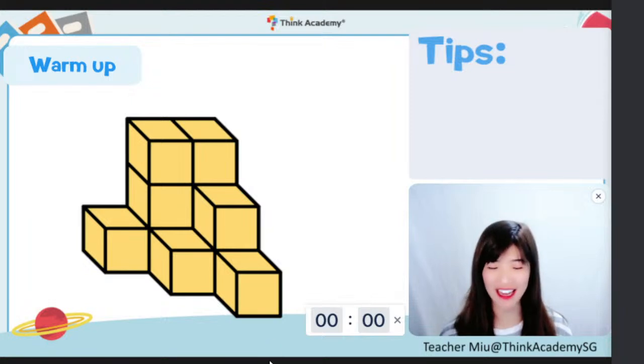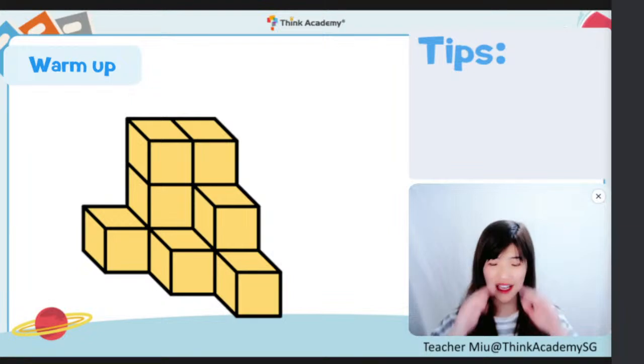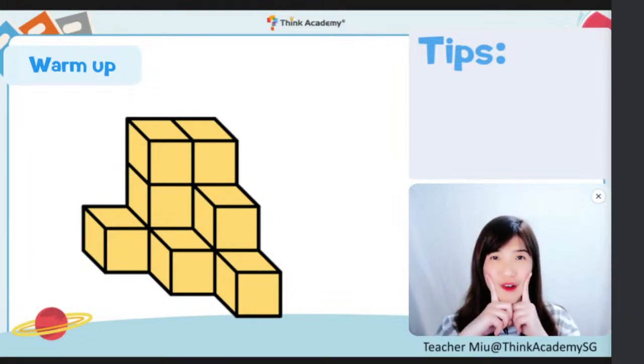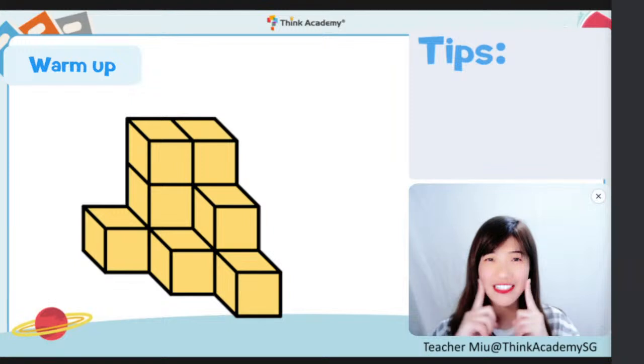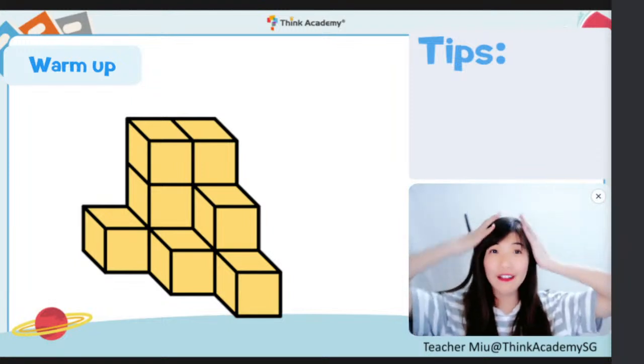No way. Because some of the cubes we cannot see, so we cannot count them one by one. Okay, so today, Teacher Miu will tell you about a very funny method. It is called the boatman method. How can we do the boatman method?